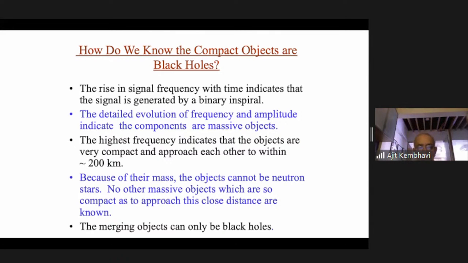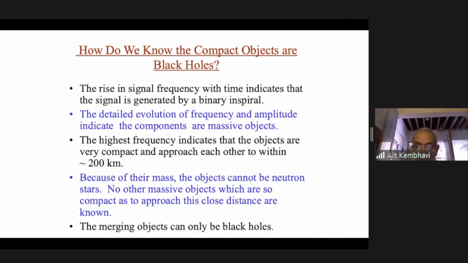And then the detailed evolution of the frequency and the amplitude, the details of the signal, show a very massive object. Now, the highest frequency reached depends upon how close these objects get. At that frequency, one can show that the objects got within 200 kilometers of each other. So clearly these objects could not be normal stars, for example, massive stars. Because you know the radius of the sun is 700,000 kilometers. So two such stars couldn't come within 200 kilometers of each other.